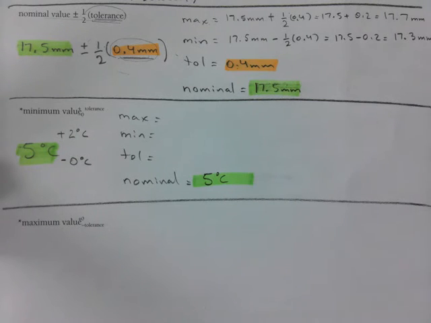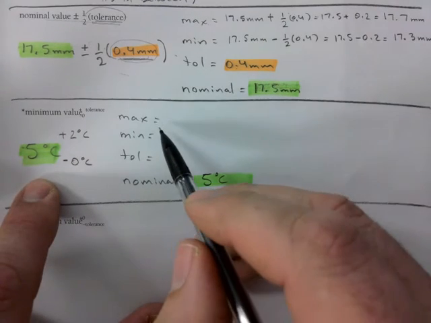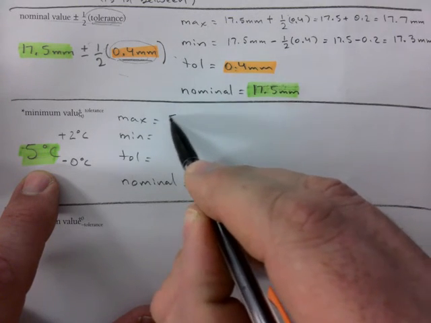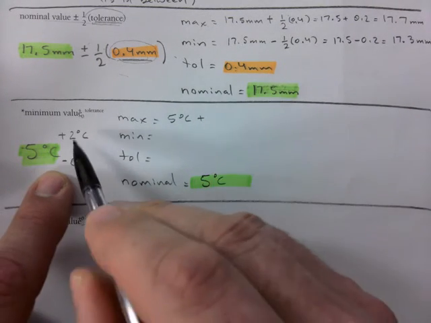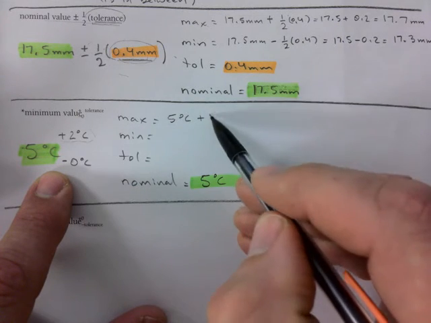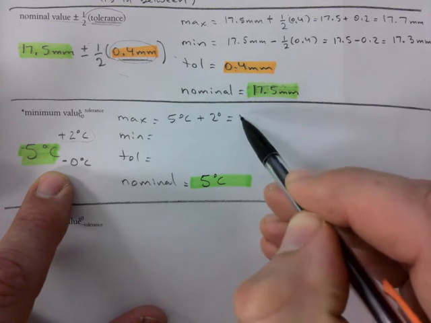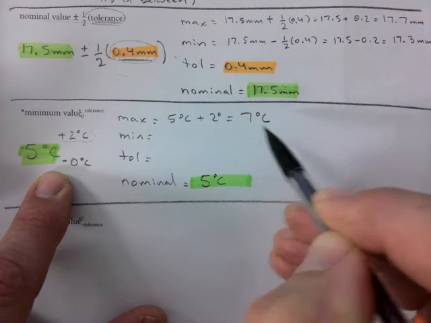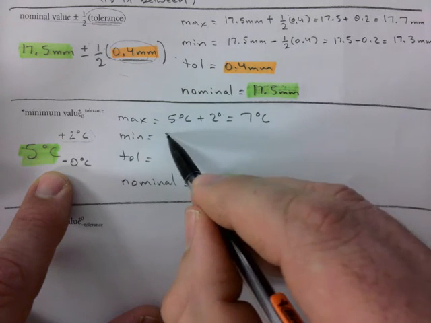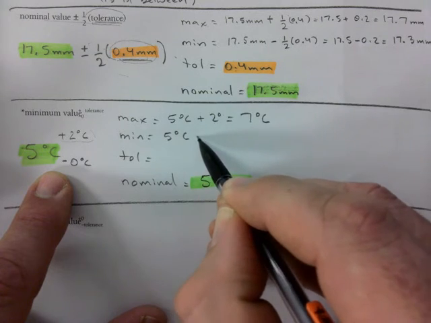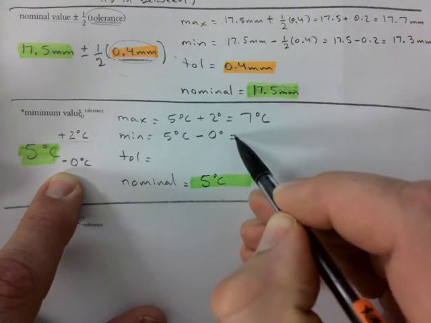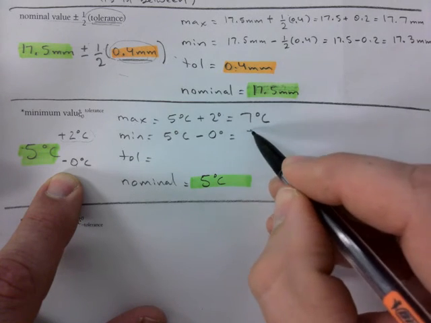And then I'm going to focus on the rest. So watch this. If you have no idea what your max is, you just go 5 degrees Celsius plus the 2. So that's 7 degrees Celsius. That's my max. Let's say you have no idea what the min is. Just basically read this thing. How much are you subtracting to get your min? 0, right? So it's 5 degrees Celsius.